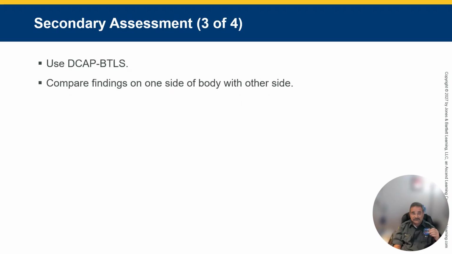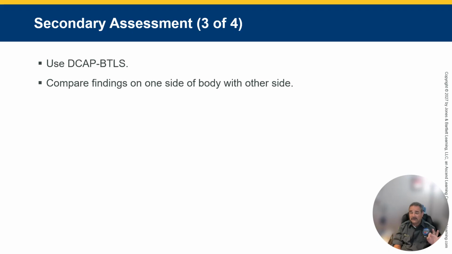DCAP-BTLS, that's deformities, contusions, abrasions, penetrations, burns, tenderness, lacerations, and swelling. Compare the findings from one side of the body to the other, okay? D, deformities. What does it look like? Does it look deformed? C, contusions. It's a bruise. A, abrasions. Everybody knows what an abrasion is, road rash.